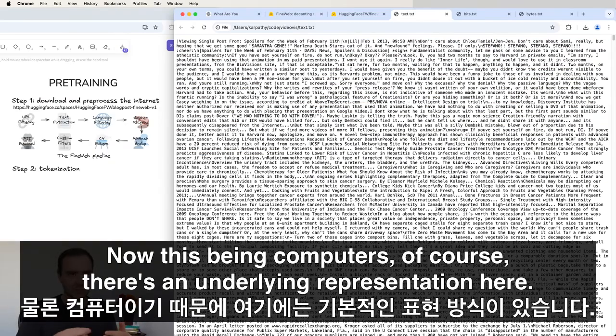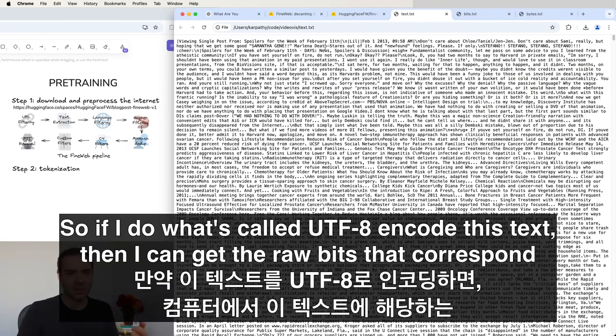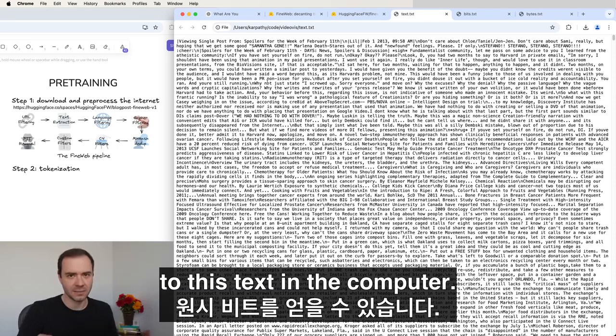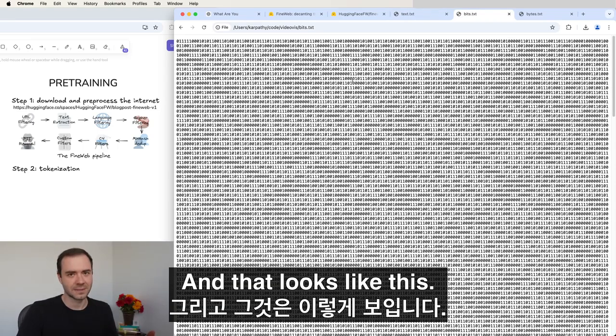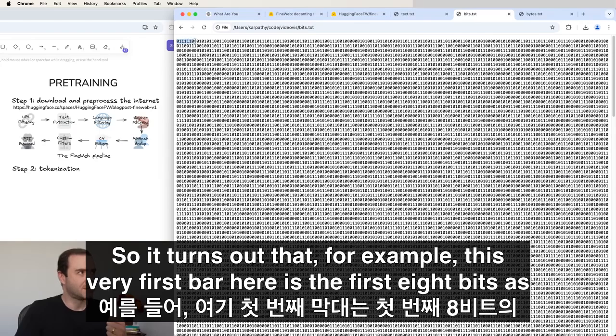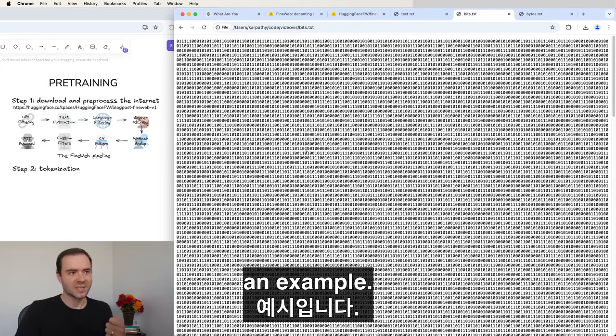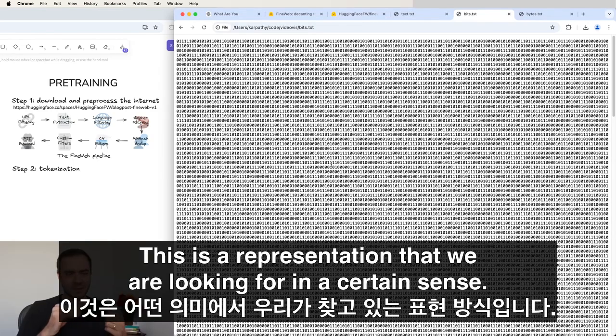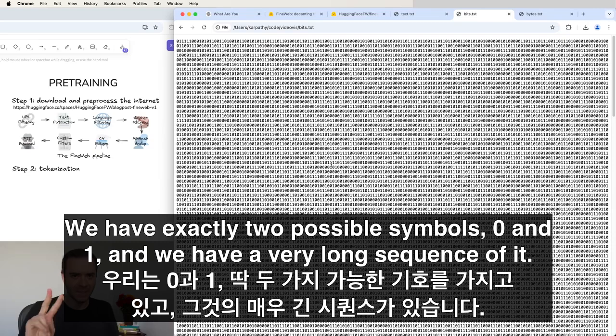Now, this being computers, of course, there's an underlying representation here. So if I do what's called UTF-8 encode this text, then I can get the raw bits that correspond to this text in the computer. And that's what that looks like. So it turns out that, for example, this very first bar here is the first 8 bits as an example. So what is this thing, right? This is a representation that we are looking for in a certain sense. We have exactly 2 possible symbols, 0 and 1, and we have a very long sequence of it, right?